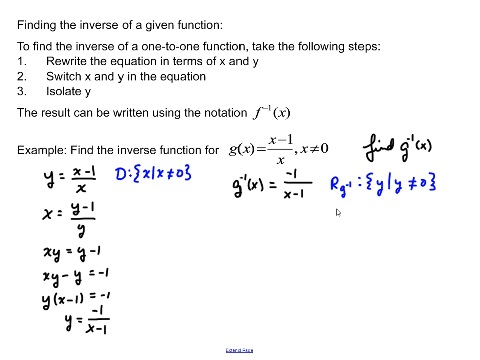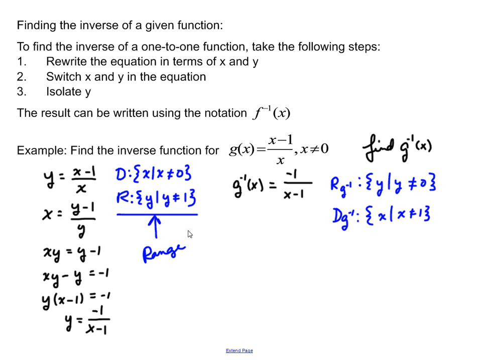But wait, there's more, because if I know the domain of my inverse function, and in this case my domain is the set of all x such that x is not equal to positive 1, then lo and behold, I know the range of my original function, which is the set of all y values such that y is not equal to 1. And so in addition to finding a method for finding an inverse function, we've actually found a new method for finding the range of the original function without having to draw the graph.